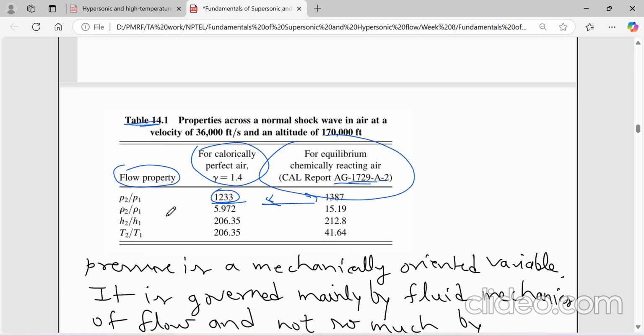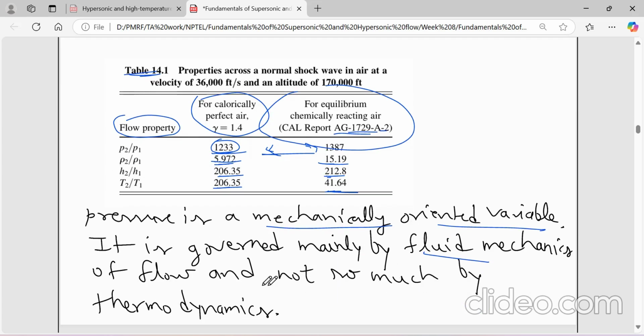You can see other properties also, like density. There is a very big difference in density, approximately 3 times. Enthalpy is also not much affected. And temperature also has a very big difference, you can see with these numbers. The change in pressure is less because pressure is a mechanically oriented variable. It is governed mainly by the fluid mechanics of the flow and not so much by thermodynamics.